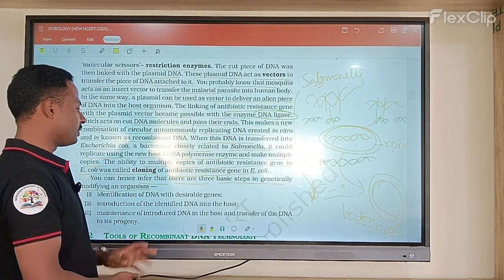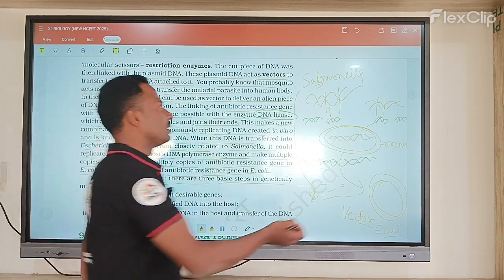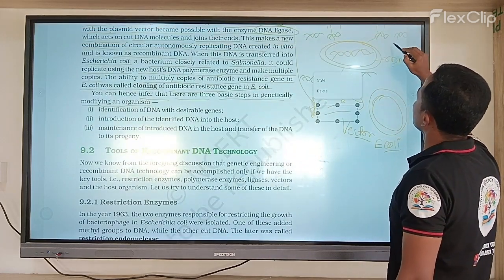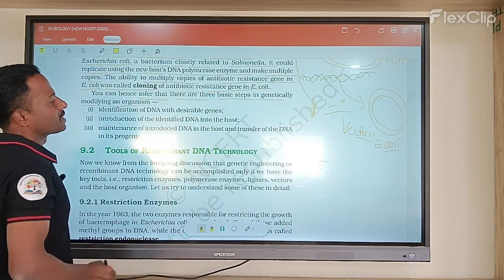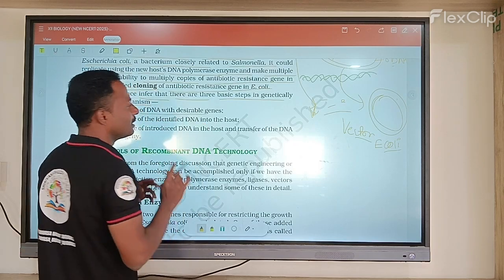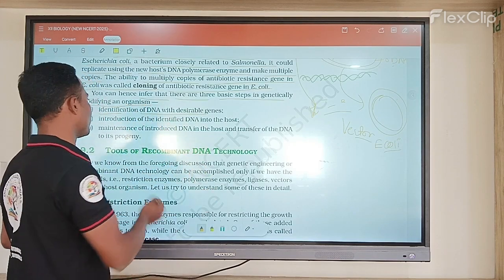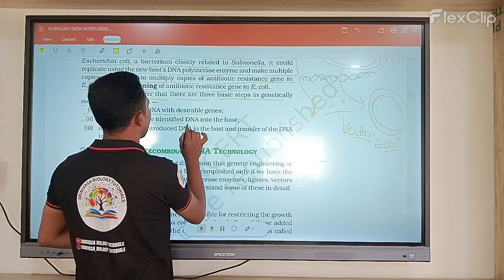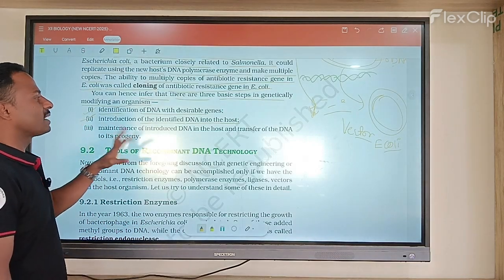Okay. Next, you can hence infer that there are three basic steps in making genetically modified organisms. When we develop these genetically modified genes, we mainly follow three steps. The first one is the identification of the DNA with desirable genes. So the important genes are first identified. Second, introduction of the identified DNA into the host cell. So after identification, we also identify a host cell.